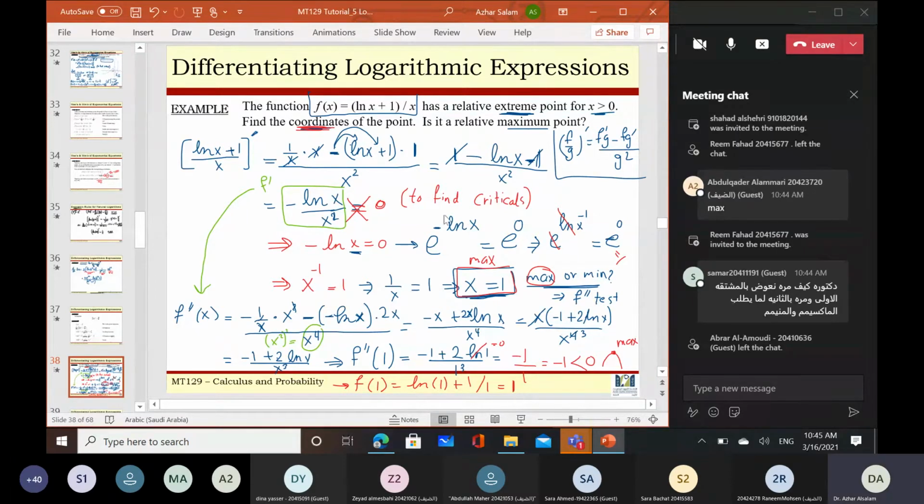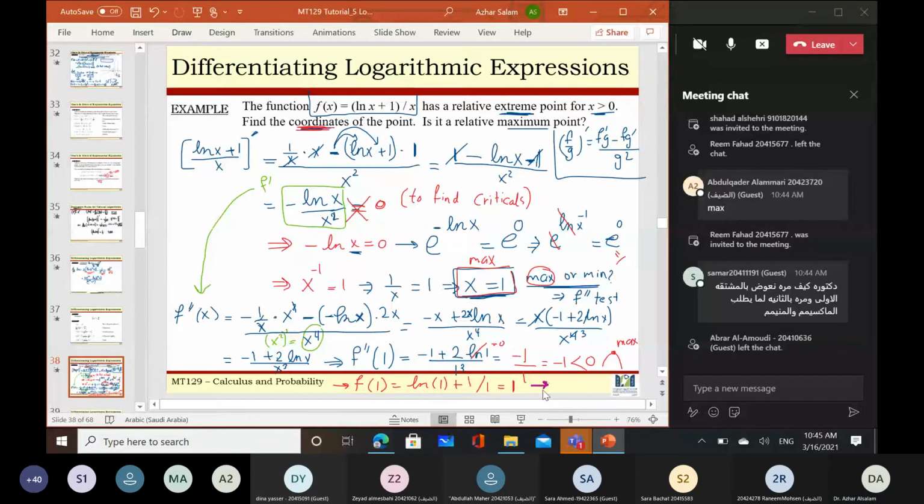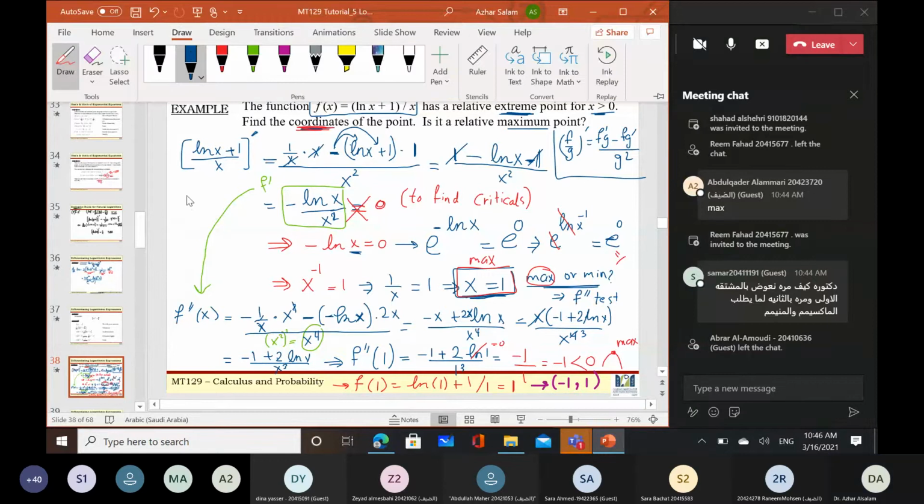Did we forget anything from the function? Yes. So the coordinates here will be the point 1 and 1. Okay, I will write it in a different color. The coordinate will be x equals 1 and y is 1. Okay, now sometimes we substitute in the first derivative and sometimes in the second, from the second derivative test. Okay, I think you studied this from the previous quiz.